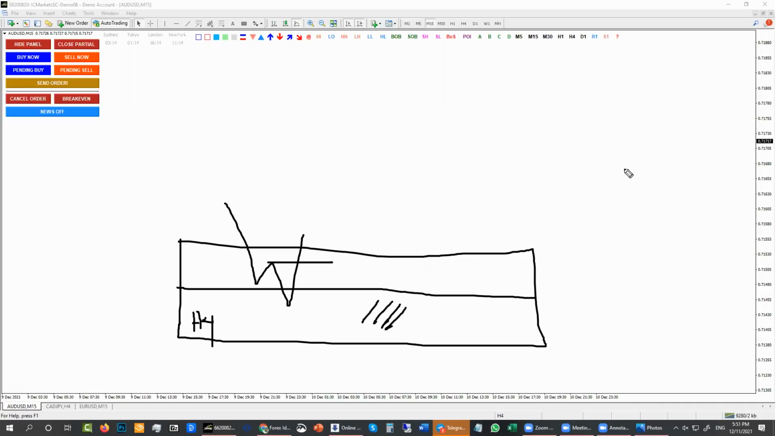Okay, and here, my question is regarding the break of structure. What shall we consider for break of structure? A break in price below or above the previous low or high, or a break with the candlestick? Yeah, some people use the break of structure based on the candlestick.